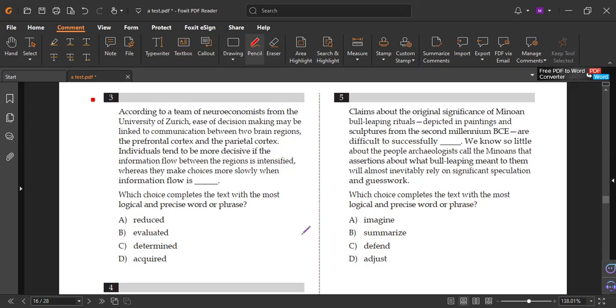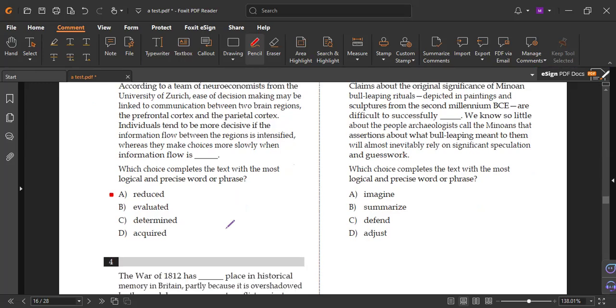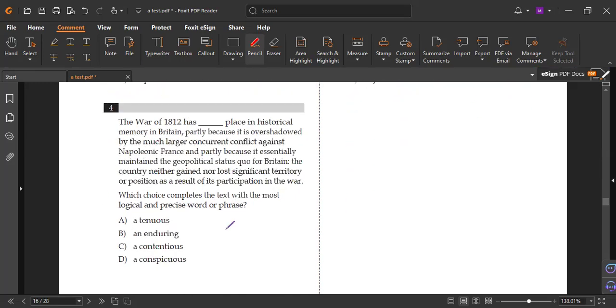Is it D? Let me see, is it A or D? So A, it's correct. Yeah, that is right. When information flow is reduced. That's right. Come on, number 4.